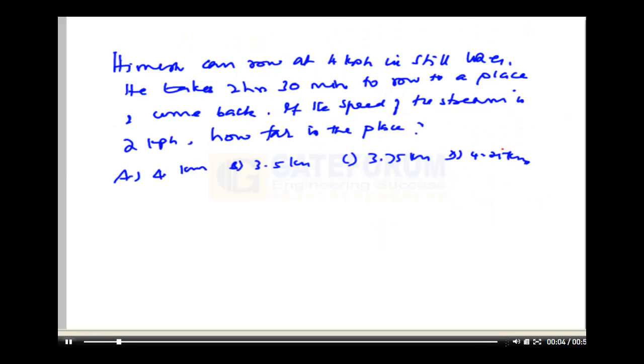Kilometers per hour in still water. It takes 2 hours 30 minutes to row to a place and come back. The speed of the stream is 2 kilometers per hour. How far is the place?